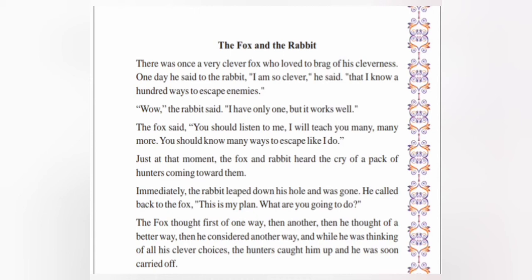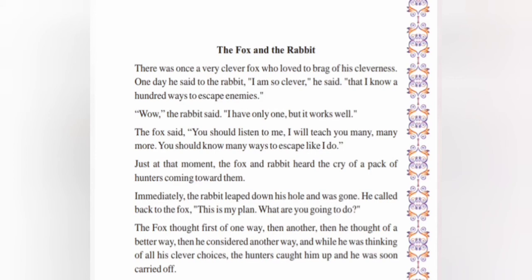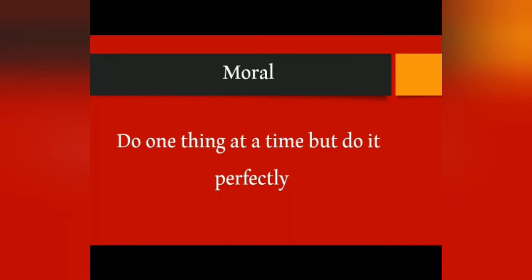Immediately, the rabbit leaped down into his hole and was gone. Then he asked about the fox's plan. The fox kept on thinking about one way or another to escape. Till then, the hunters caught him and he was soon carried off. The story teaches us a moral. It tells us to focus on one goal at a time. If we do many things at the same time, we will not be able to complete them perfectly. The moral of the story is: do one thing at a time but do it perfectly.